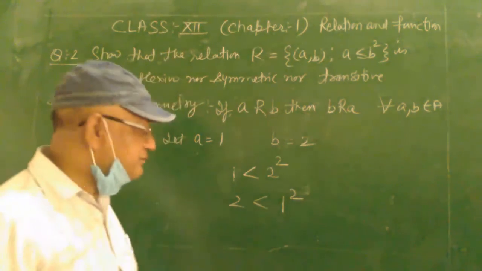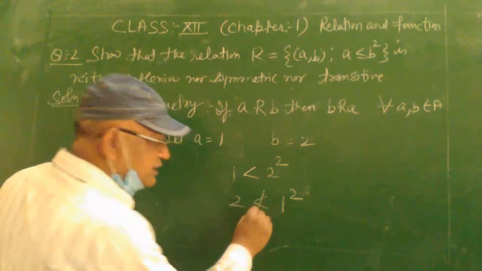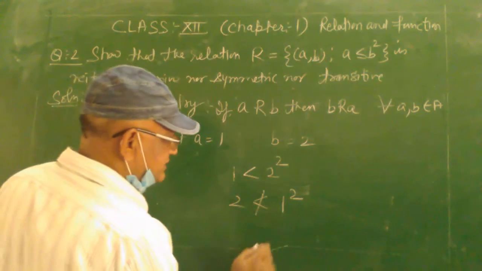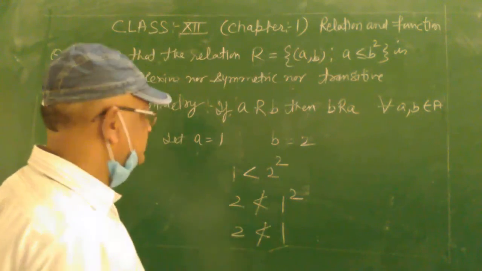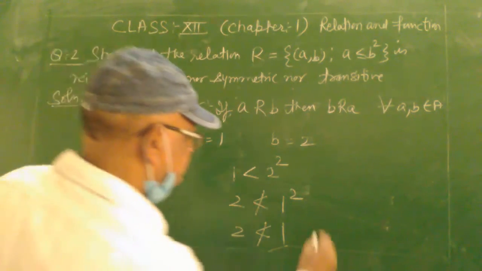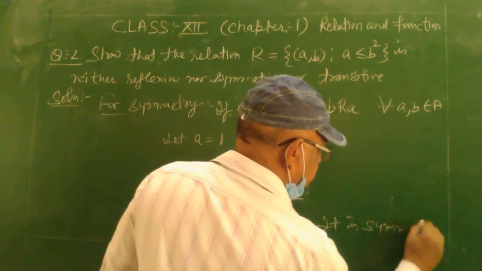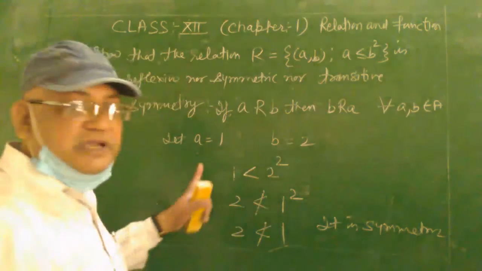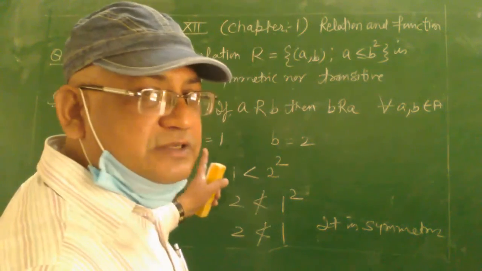Is it true? Is 1 greater than 2? Never. So it is not greater than 2. So 1 square is 1. So you must write 2 is not less than 1. So it is not symmetric. So just by giving an example, you have proved the given relation is not symmetric.